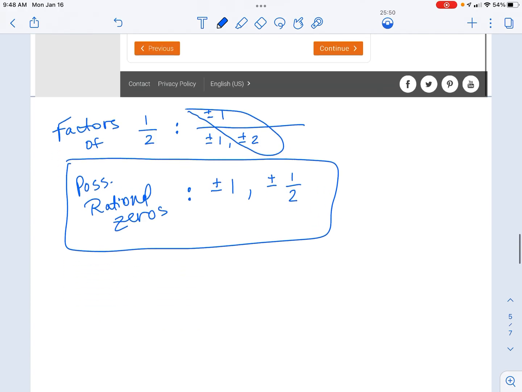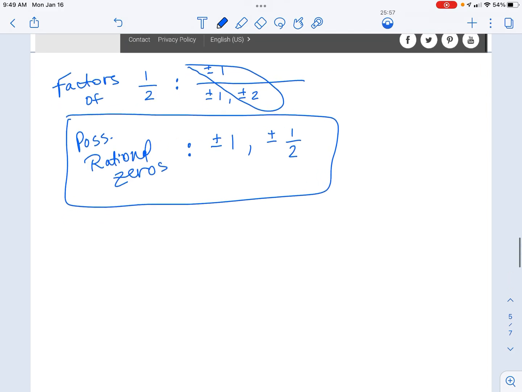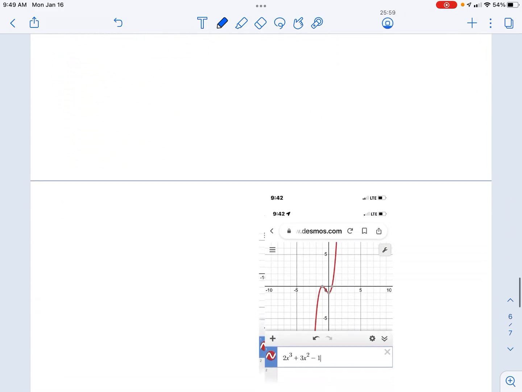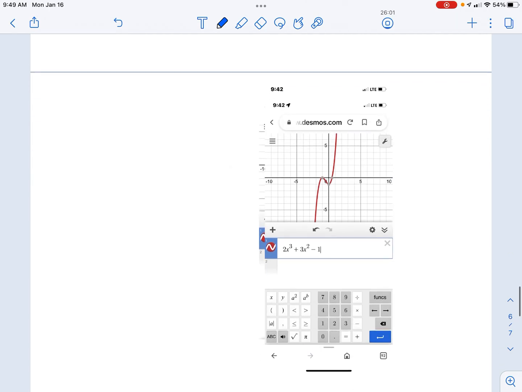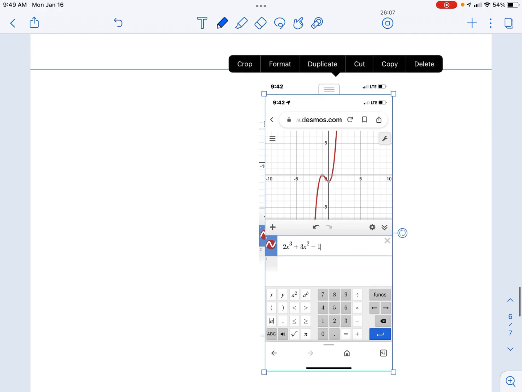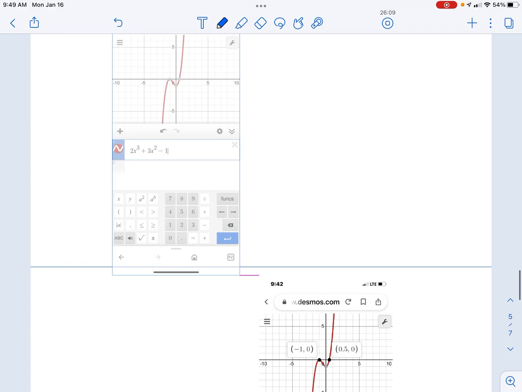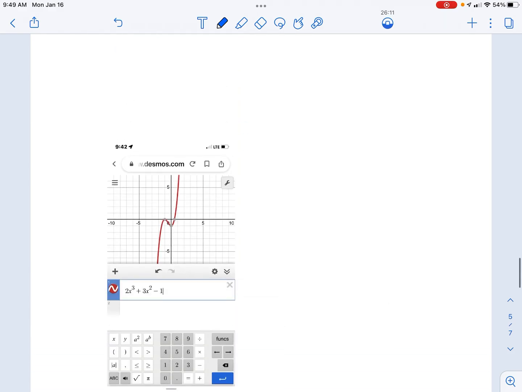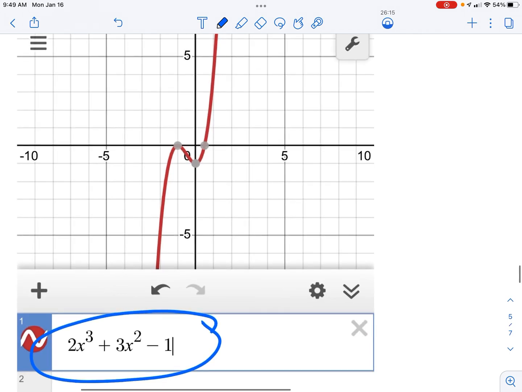Now there's not too many there. We could probably use the synthetic division to figure out which ones actually would work. But why don't we do this instead? Because we're trying to learn how to use our calculators to do this, let's take a look at when I put this into the calculator. You can see right there that I have the equation plugged in. And let me kind of expand this a little bit.